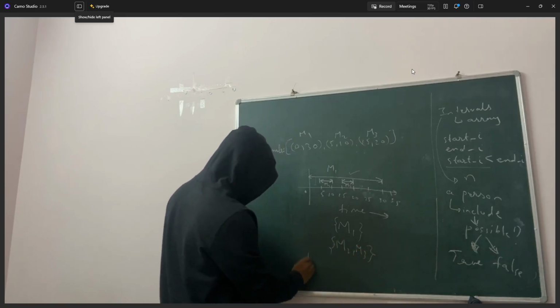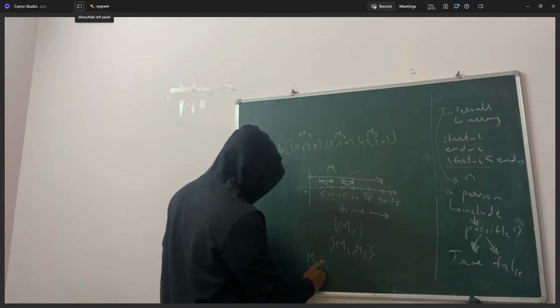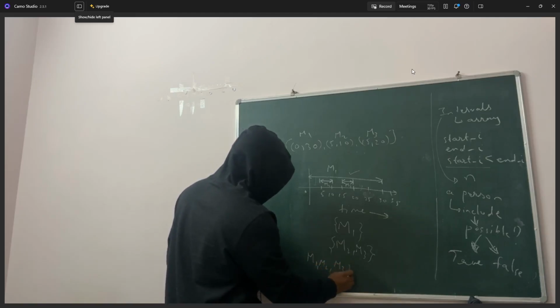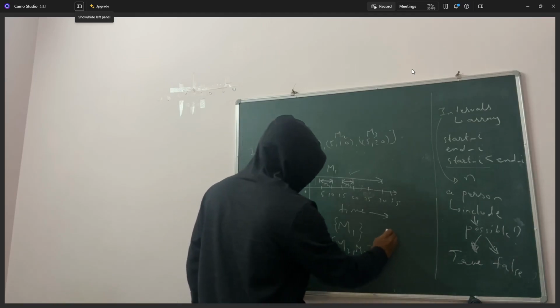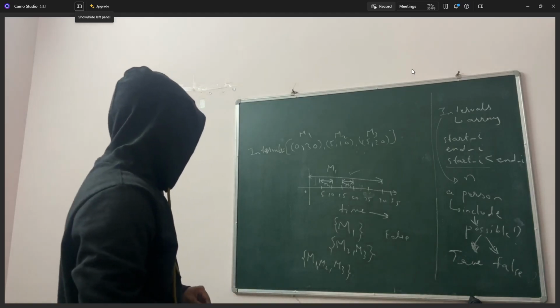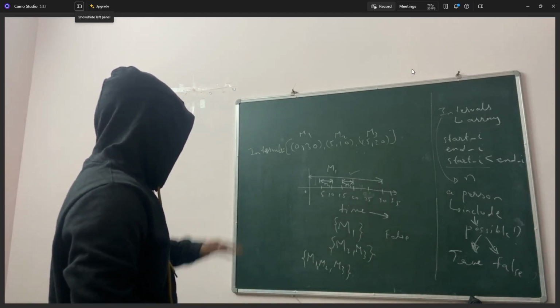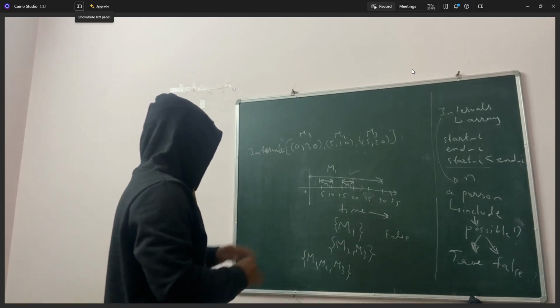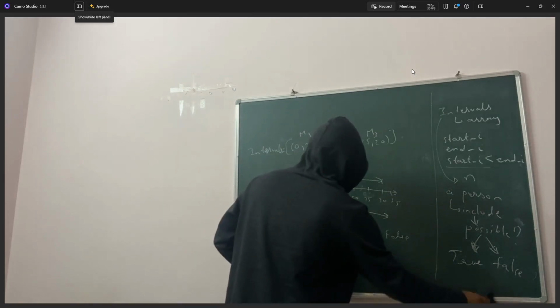So attending meeting 1, meeting 2, and meeting 3, all of them, is not possible here. So in this case, we'll have to return false, right? So how do you check which meeting he is going to attend? I mean, whether he can attend all the meetings or not.